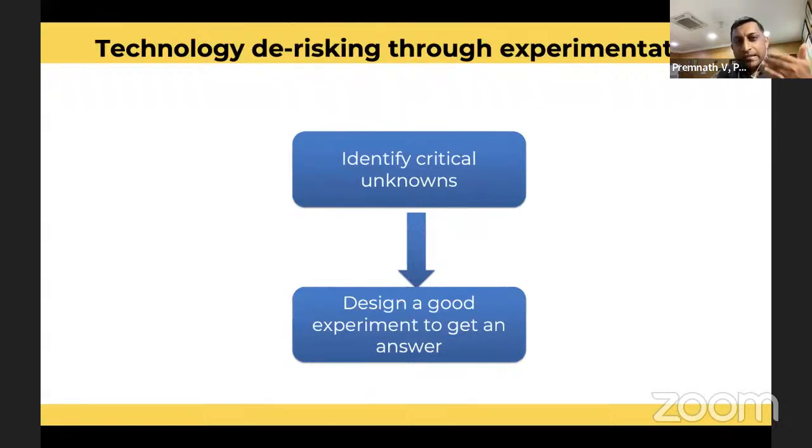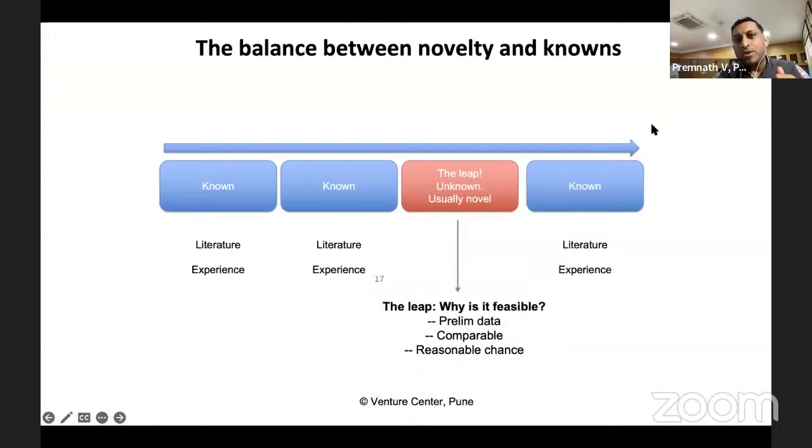So when you're doing some of these de-risking activities, you have to first identify what is a critical unknown in what you're proposing. Whatever you're proposing, there'll be an unknown, and then you design an experiment to figure out the answer to that unknown. So suppose I am doing a diagnostic and the unknown is whether it is specific enough or not. I will design an experiment to get a number for specificity, right? That's as simple as that. But in each domain, it will be slightly different depending upon what you're doing.